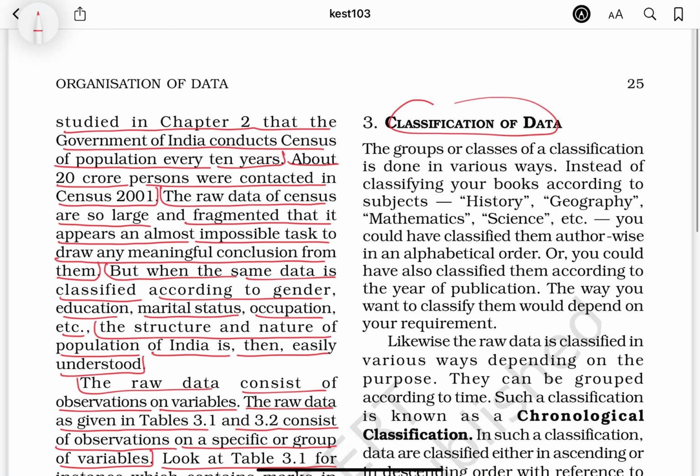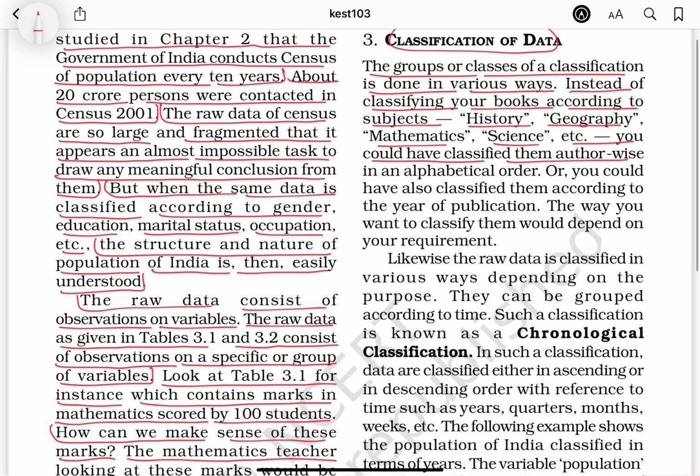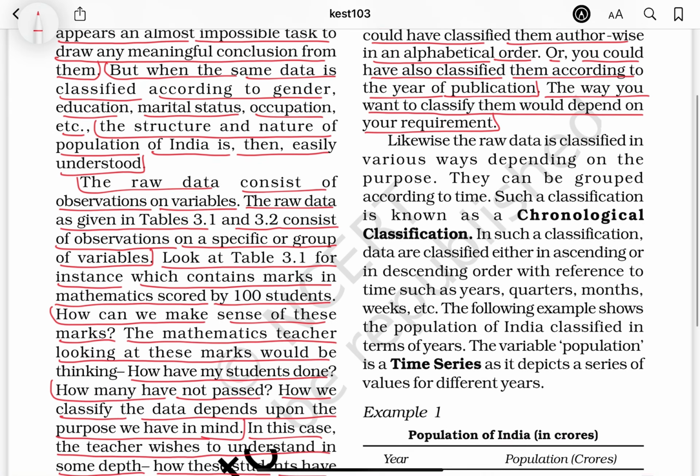Classification of data. The grouping or classification is done in various ways. Instead of classifying your books according to subjects, history, geography, mathematics, science, etc., you could have classified them author-wise in alphabetical order, or you could also have classified them according to the year of publication. The way you want to classify them would depend on your requirement. Likewise, the raw data is classified in various ways depending on the purpose.